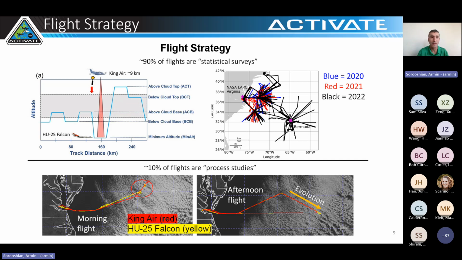So this breaks away from the mold of the statistical survey, but it was very useful for model studies. And in the afternoon of that day, we went back, fueled up, and we went back to the bullseye of the circle and followed that air mass to see how it evolved over time. So that's what we call a process study flight. We did about a dozen of those.